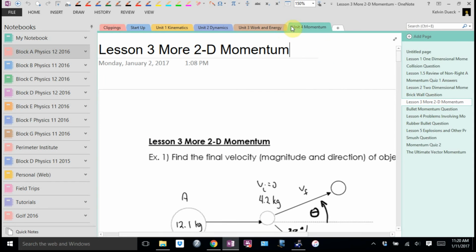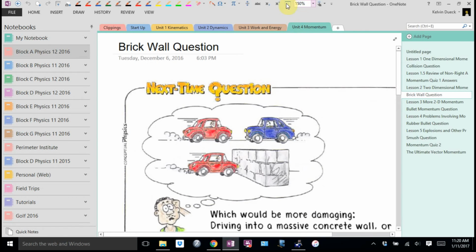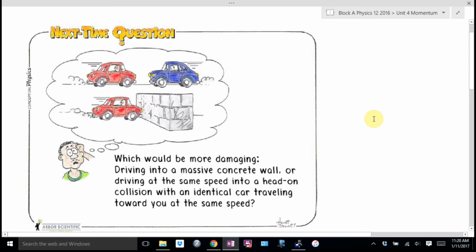Oh, we have a little thought experiment. So here's the question. What would be more damaging? Driving into a massive concrete wall or driving at exactly the same speed into a head-on collision with an identical car traveling toward you at the same speed? What's more damaging? A head-on collision or driving into a brick wall?